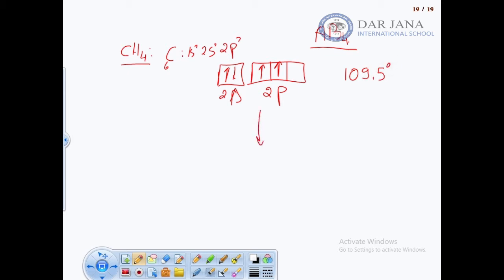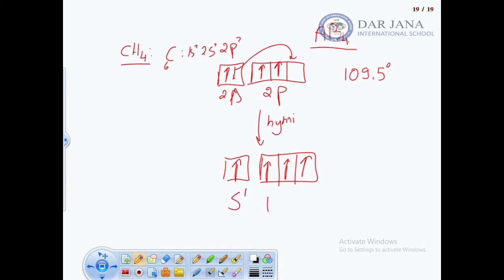After hybridization, what will it be? After hybridization of CH4, it will be 1 for the s. And for the p, it will be 1 up, 1 up, 1 up. It will be s1, p3. So for that reason, we can say that methane is sp3. Okay? Let's go back to the PowerPoint.